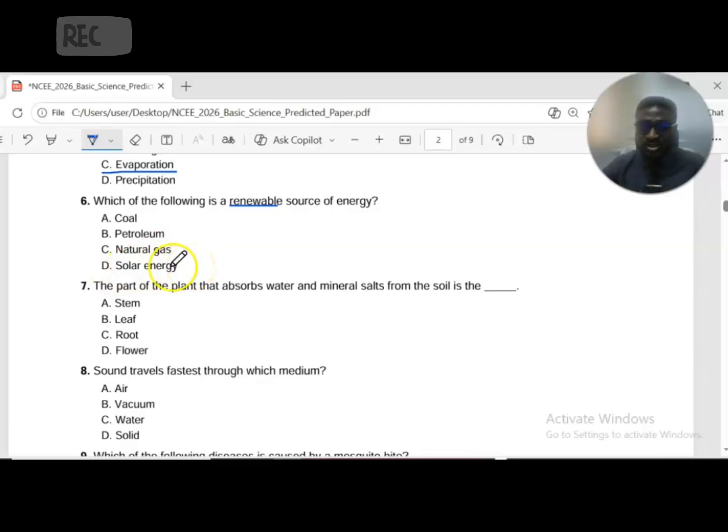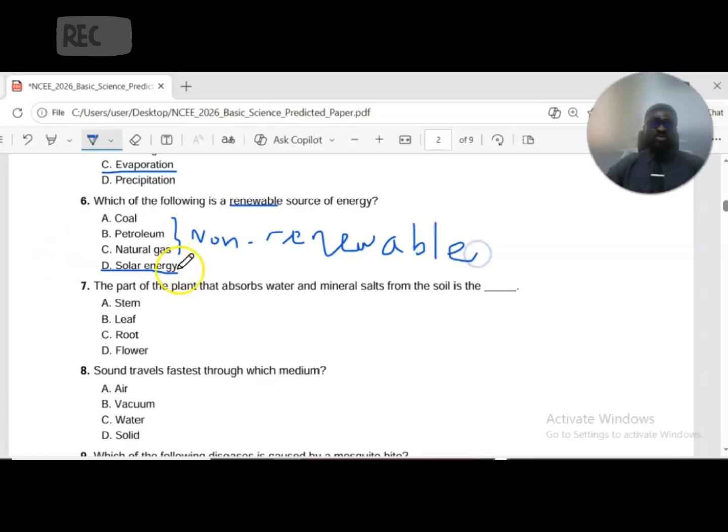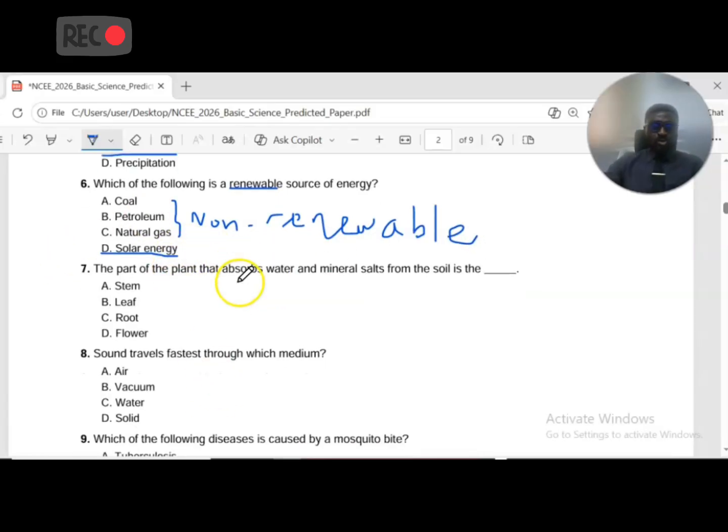What did you go for? The answer is option D, solar energy. All these other energies here are non-renewable energy because they can be exhausted when over-exploited. So these are non-renewable. So I'm writing it. You can take note of this: non-renewable source of energy, while solar energy is renewable in this case.